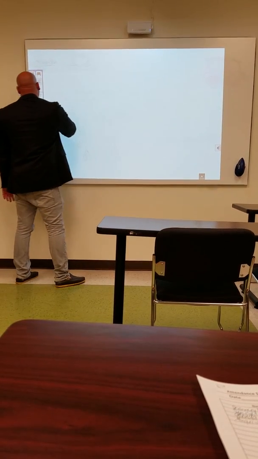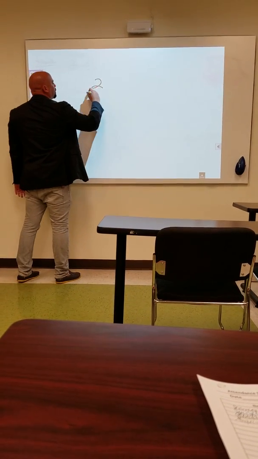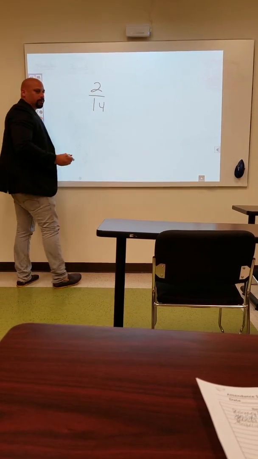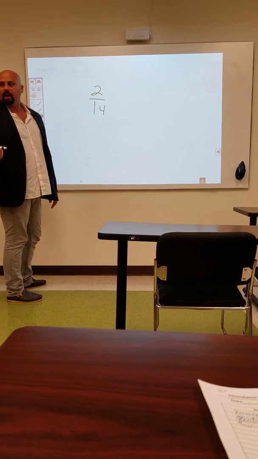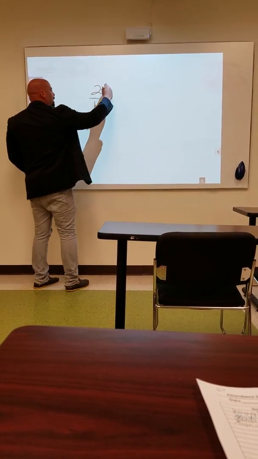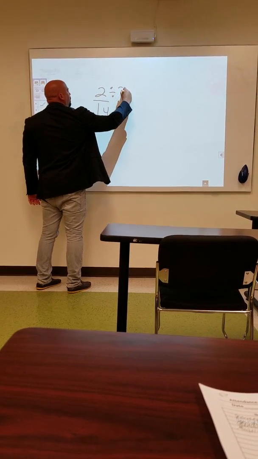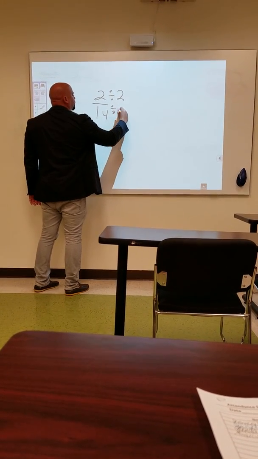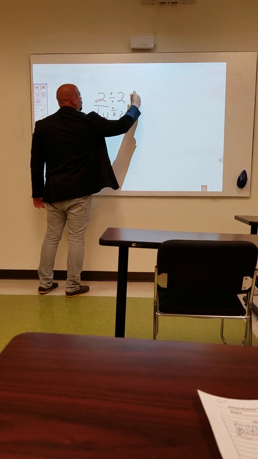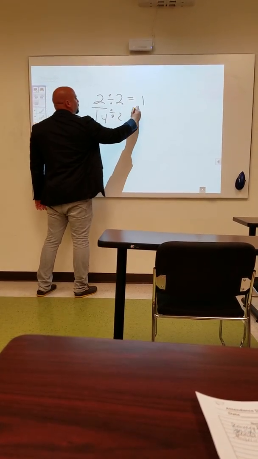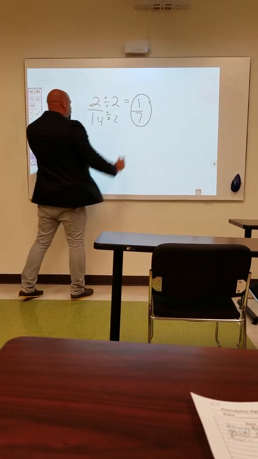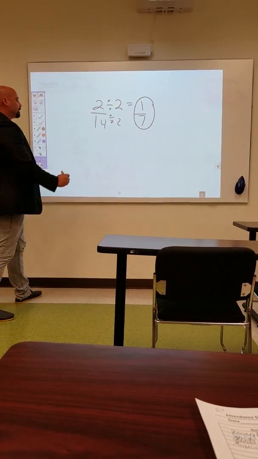So we'll try an even number here. We got 2 and 14. If the numbers are even, which 2 and 14 are, you always divide top and bottom by 2, unless you know your multiplication table. So I'll divide top and bottom by 2. And 2 divided by 2 is 1, and 14 divided by 2 is 7. So the final reduced answer is 1/7. Okay? Let's try another one.